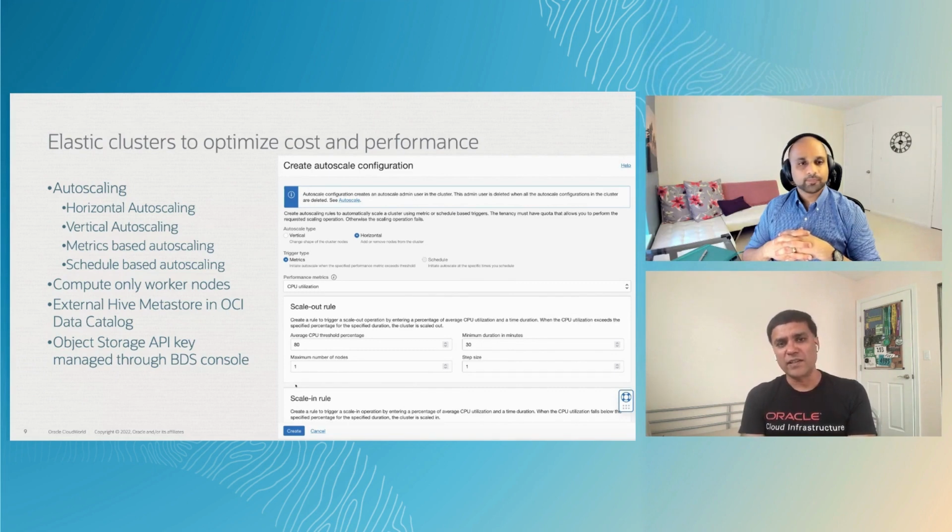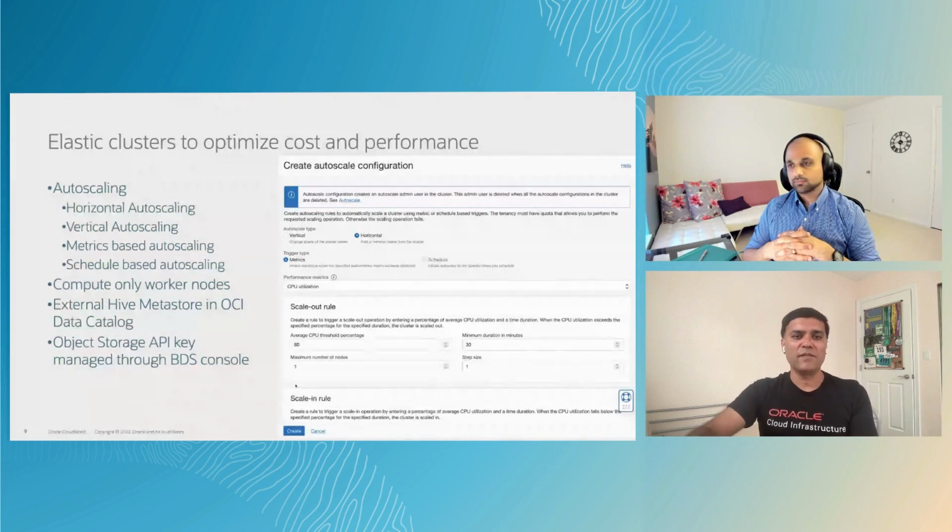And then, if you want to externalize the metadata from the cluster, you can externalize your data to sit in object storage or the data lake service from Oracle. But you can also externalize your Hive metadata into a Data Catalog based Hive metastore. And that can make your Hadoop clusters much more dynamic. They can come and go away. You can have more than one cluster. You can have clusters shut down and come up because your data is not lost. Your metadata is not lost. So it's a good pattern to have in the cloud. And you're able to manage the API keys for your data lake and object storage integration right from the BDS console.